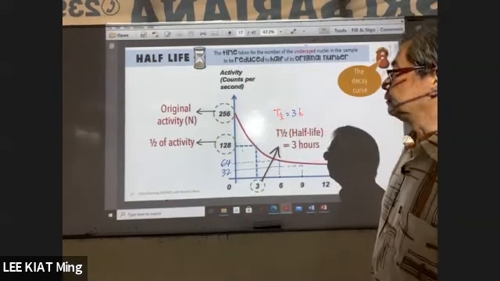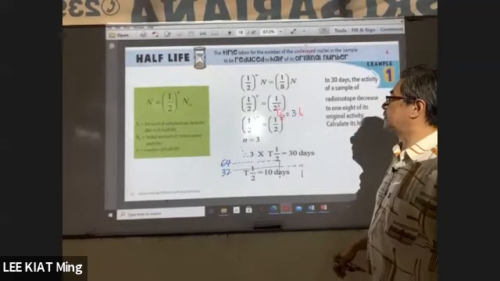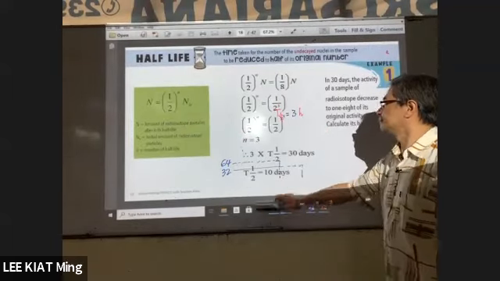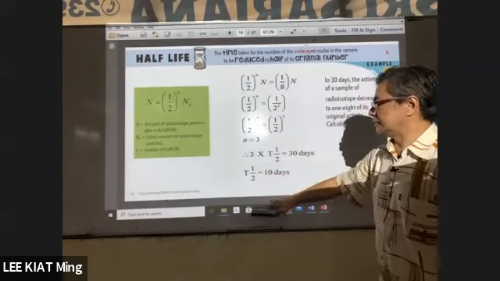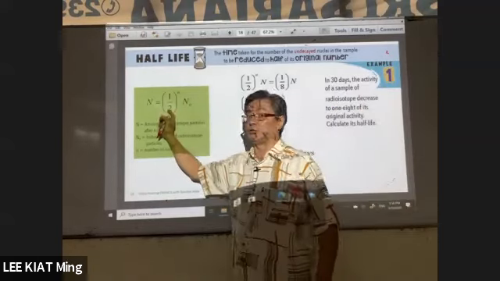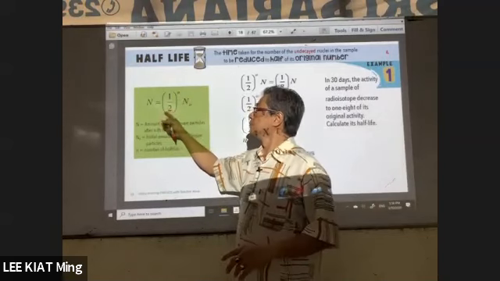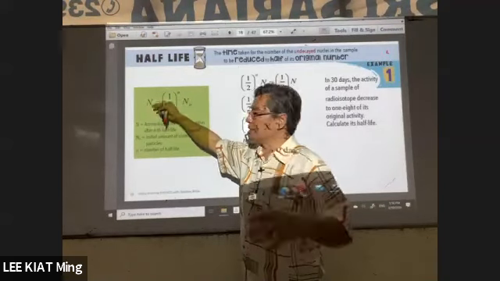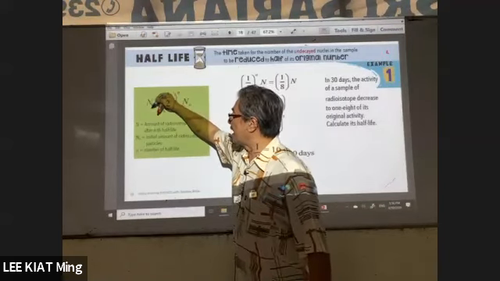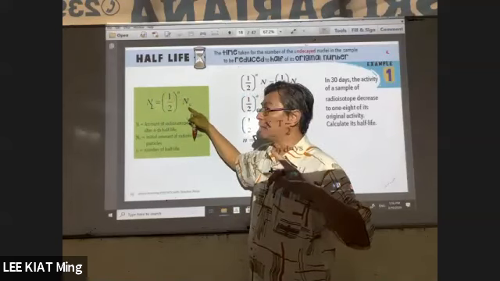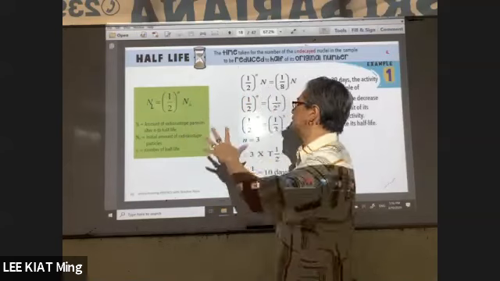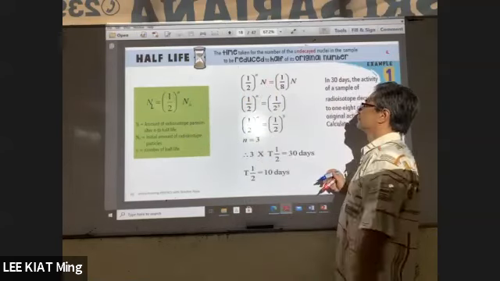We're going to move to an example. Let's take a good look. This is a formula that eventually you will need to know. What is N here? N is the number of atoms left. 1 over 2 power N times the number of original atoms. Let's take a look at an example.